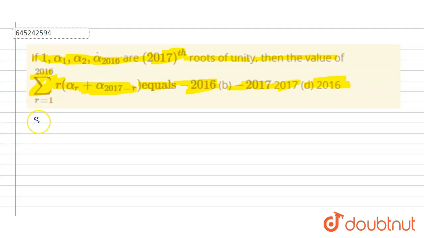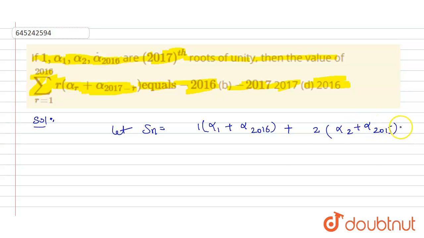Okay, so coming to the solution, as we have given the terms 1, alpha 1, alpha 2 up to so on alpha 2016. We will let the sum be S, which will be equal to 1 multiplied by (alpha 1 plus alpha 2016) plus twice (alpha 2 plus alpha 2015) plus up to so on, which can be written as 2016 times (alpha 2016 plus alpha 1).